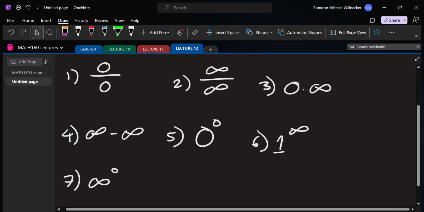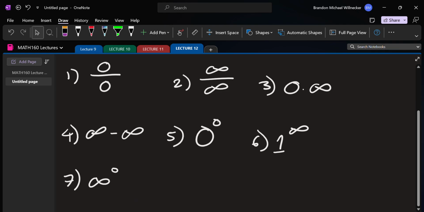Okay, so these 7 are the types of indeterminate forms that you need to look out for when evaluating a limit. So if you just naively try and evaluate the limit and you get one of these 7, that's a big hint that you should use L'Hopital's rule. Okay, not always. Maybe there's another method that's easier, but if you do end up with one of these 7, L'Hopital's rule is a good start.